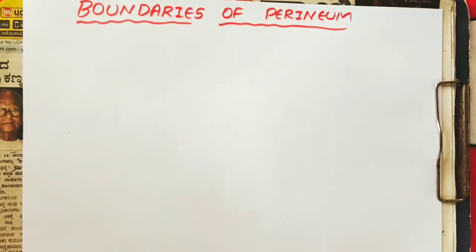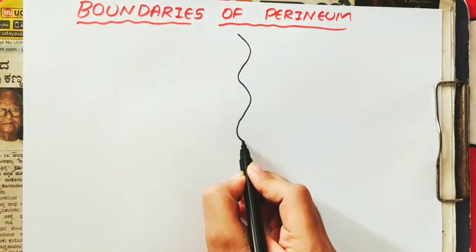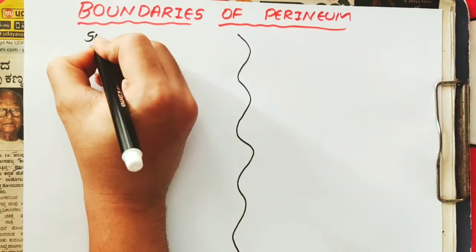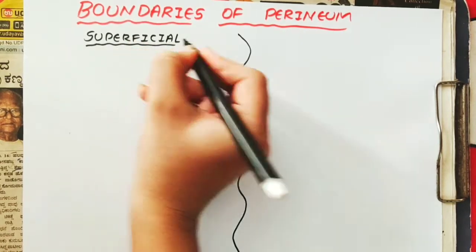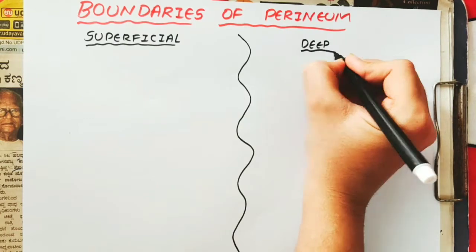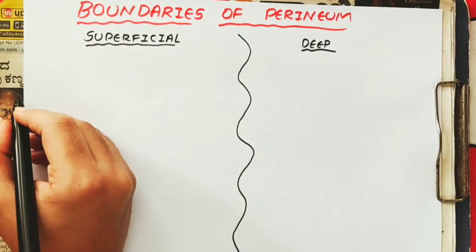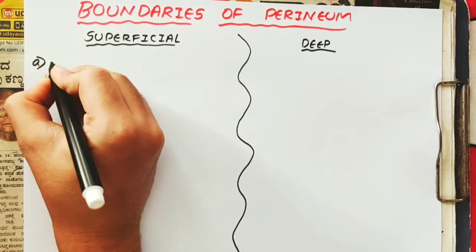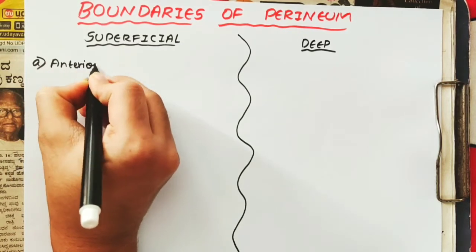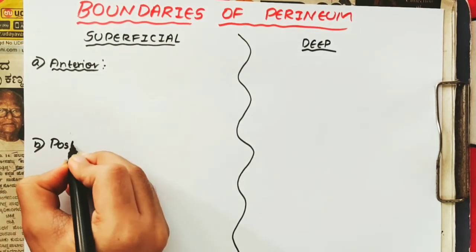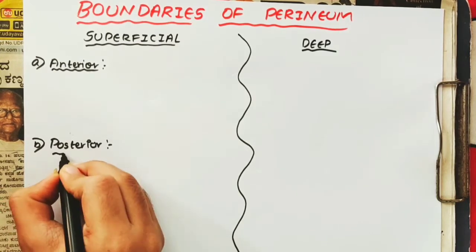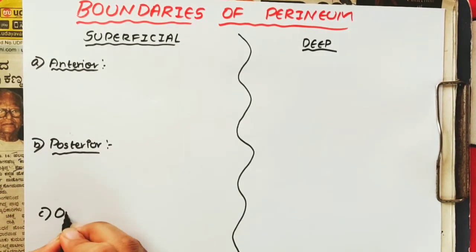So hello friends, I'll be explaining about the two boundaries, superficial as well as the deep boundaries of the perineum. So we'll partition into two parts and we'll study about the superficial boundaries as well as deep boundaries of the perineum. In the superficial boundary, there are 3 points to be noted: anterior, second one is the posterior, and the third one is on each side.